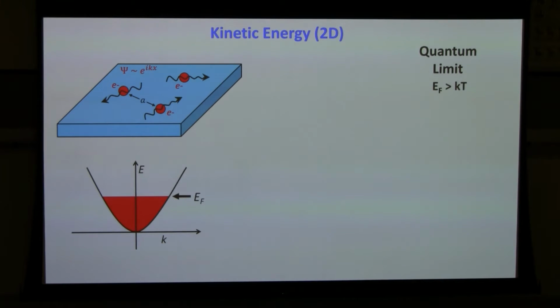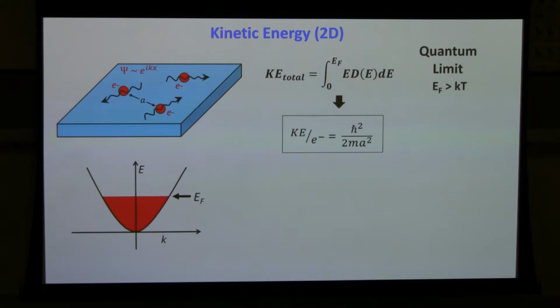Those are the electrons. To get the kinetic energy, we just integrate the energy from the bottom of the band up to the Fermi energy. And if you do that, then it's pretty easy to show that the kinetic energy per electron, in 2 dimensions, is equal to this very simple expression that depends on the mass of the electron and the average distance between the electrons, a.